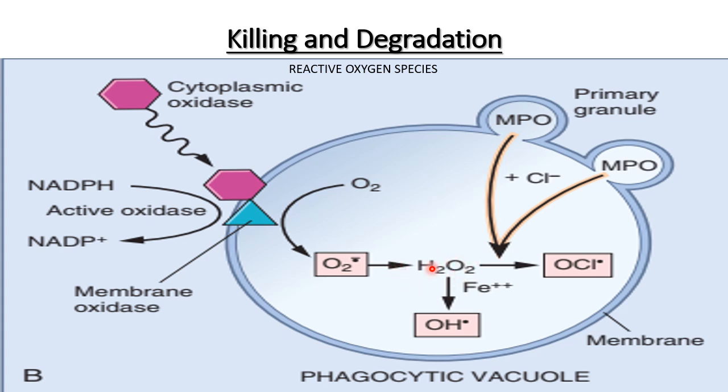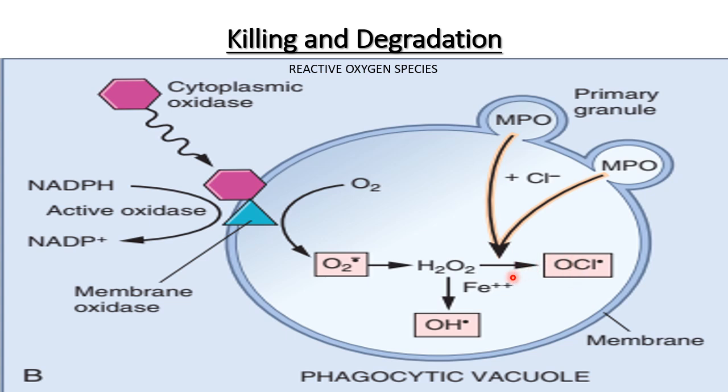And this hydrogen peroxide is a very weak free radical, meaning that it needs to be converted to a potent radical. So in this case, it will be converted to what? To hypochlorite. This hypochlorite is a very important free radical which is responsible for killing and degradation. How does this occur? In the lysosomes of the leukocytes, they contain azurophilic granules which contain enzymes such as myeloperoxidase.